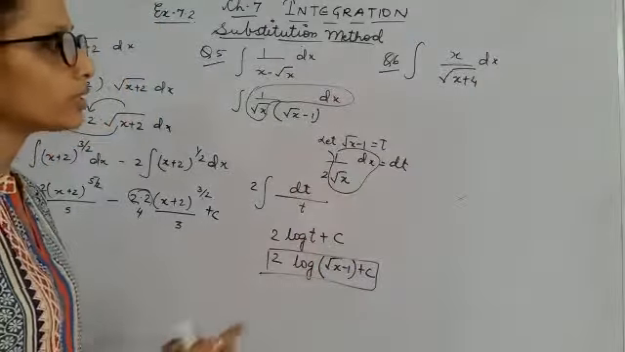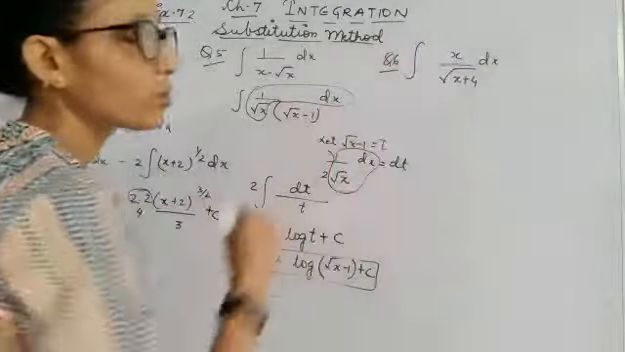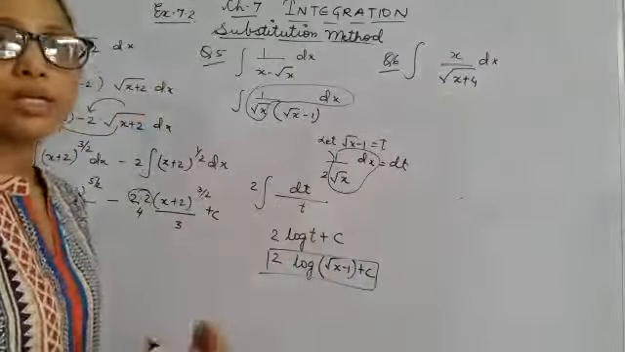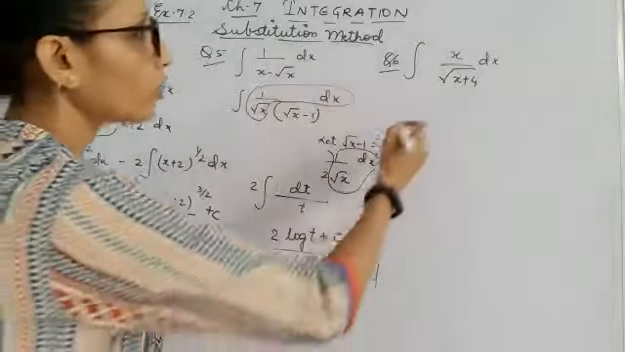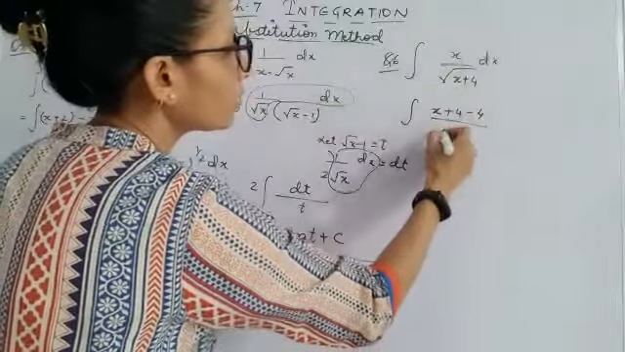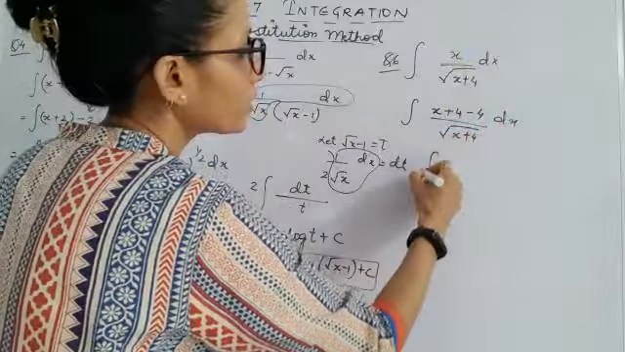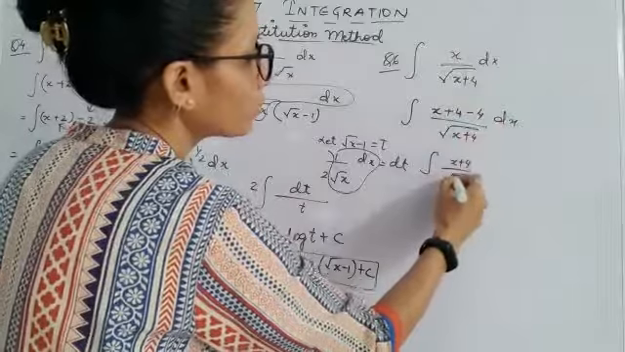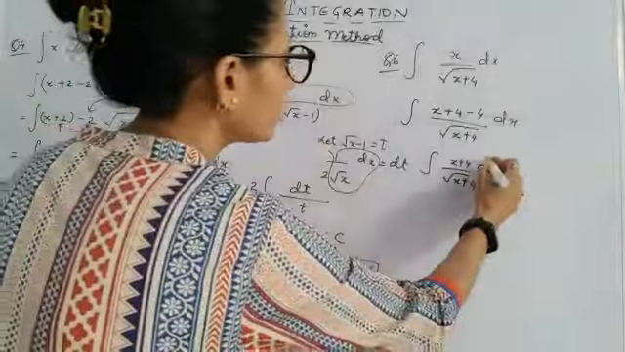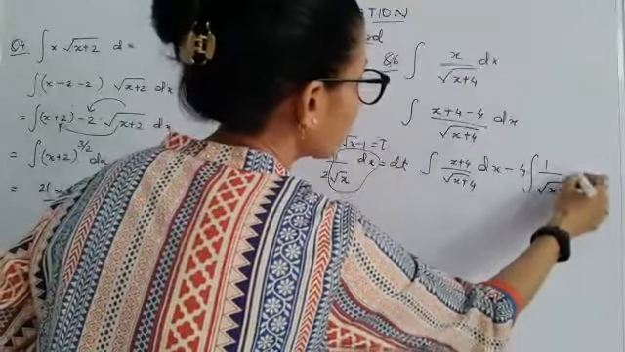Let's see this question. Here it is given integration of x upon root x plus 4. So again, this is not a direct formula based type of question, and this is also not directly a substitution type of question. So what I can do, I can add and subtract 4 in the numerator, and in the denominator it is root x plus 4. Now I can separate them, x plus 4 upon root x plus 4 dx.